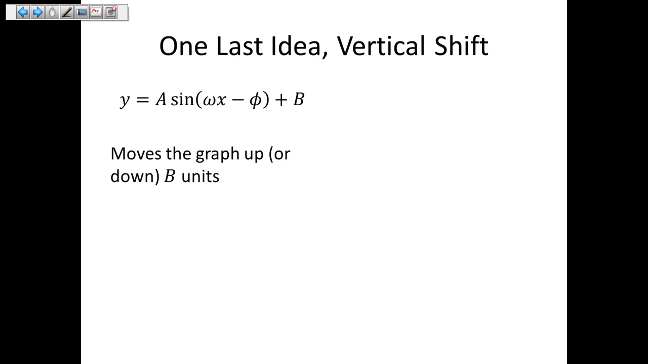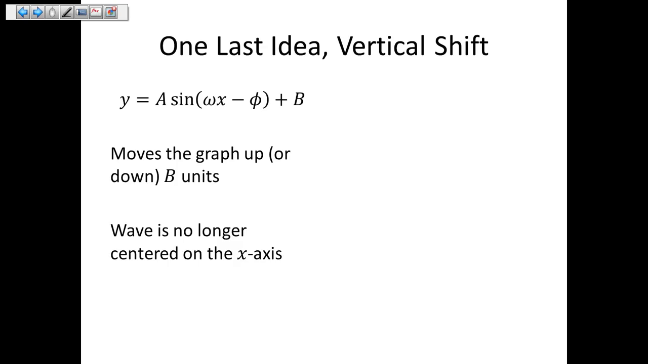One last idea. I thought we were done. Vertical shift. Now, vertical shift should not be a big deal. It's just a plus or minus at the very end. Notice it's outside the parentheses. No omega to deal with, no omega to divide by. It just moves the graph up or down b units. It's a vertical shift. We've talked about transformations already, so this is not a big deal.